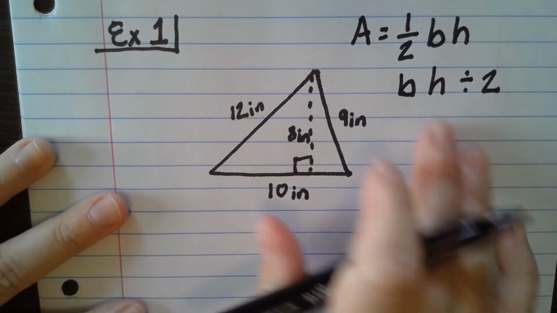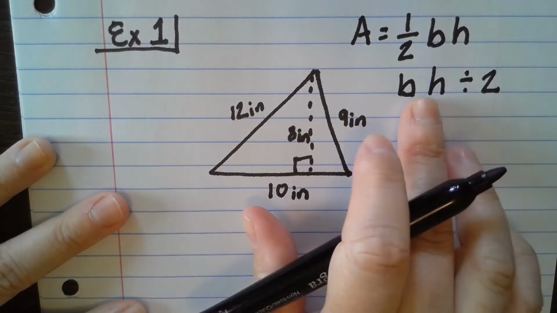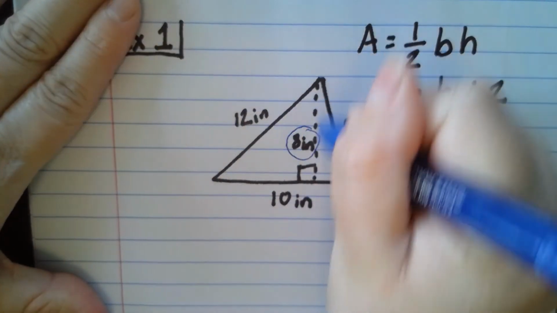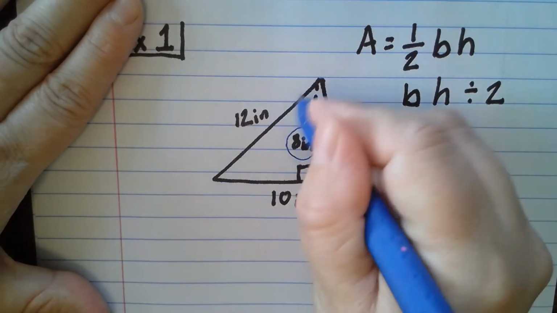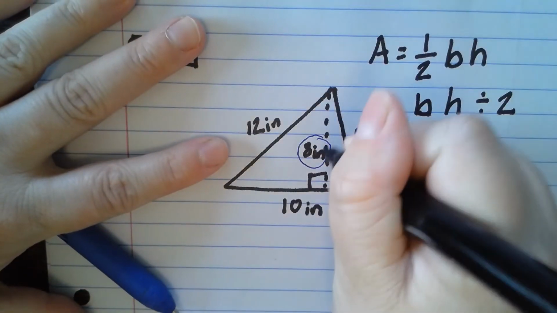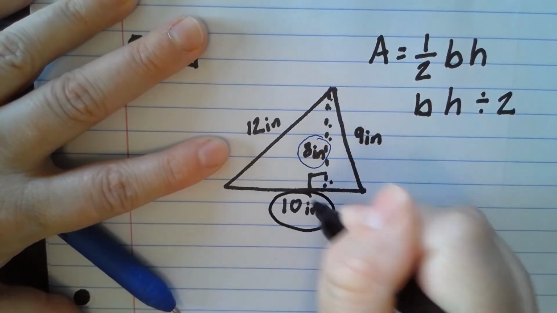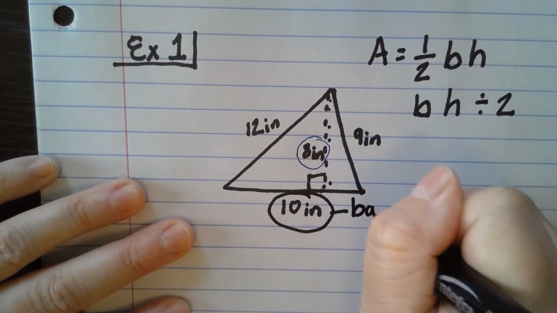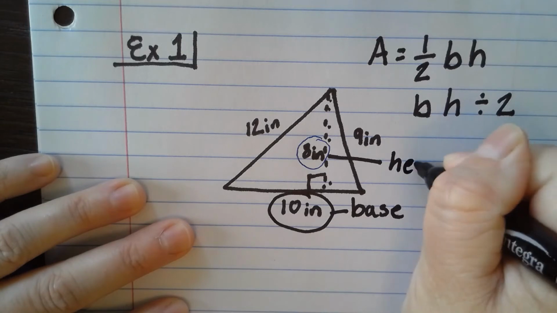So when I look at this, there's a couple of things going on. When I choose my base, I'm actually going to look for the height first. The height is the number that goes up through the triangle. It tells me how tall it is. I don't want to use this side length or this side length. Instead, I'm going to use the two numbers that intersect. Notice right here, we have this right angle, and it intersects with this base of 10 inches. So my base is going to be that 10 inches, and my height is going to be this 8 inches.